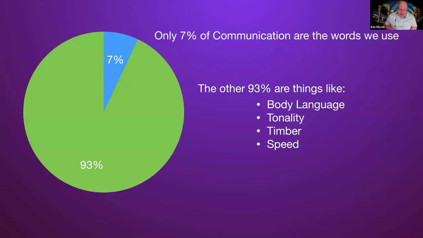Only 7% of communication is the words we use. That's it, 7%. The other 93% are things like body language, tonality, timbre, speed, things along those lines. For instance, I could say, I love you, I love you, I love you. The words are the same, but because of the way it's said, each one means something different.